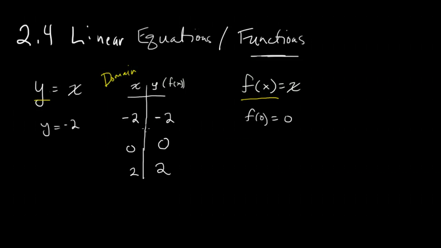Now when we talk about all the possible x values, we're talking about the domain of the function, right? Now I've only listed 3 x values, but you can see that because I can really substitute any value in for x, my domain of this function would be all real numbers.